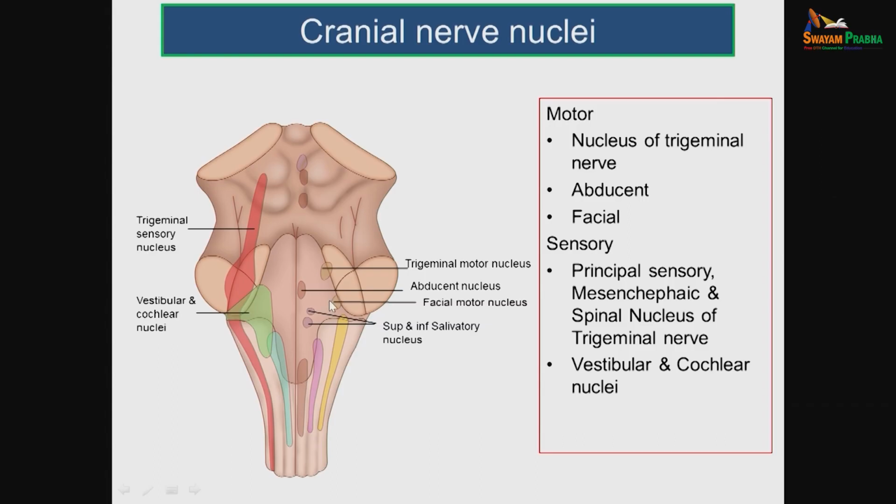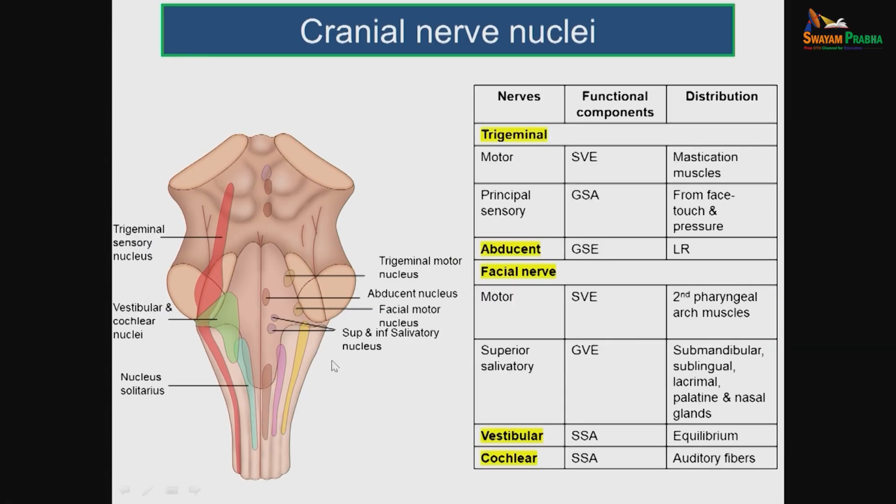Then the sensory, what we see is the principal sensory nucleus of the trigeminal nerve, which actually extends from the medulla through the pons, and it also goes up to the midbrain. And there are also the vestibulocochlear nuclei, which are present mostly in the pons, as well as a little bit in the medulla. So, these are the nuclei we see. What are the functional components of these?